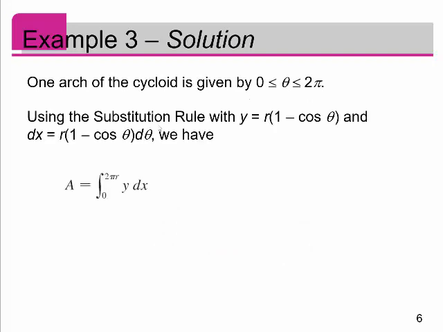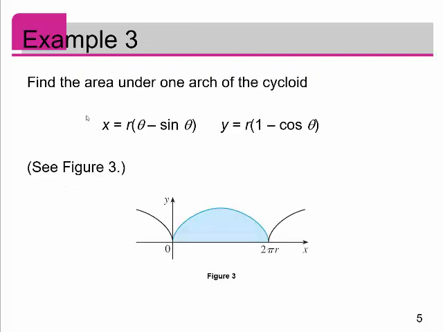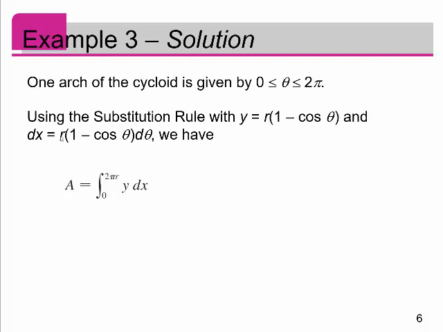Using the substitution rule, we know that y is equal to r times 1 minus cosine theta, and we've got to go back and take the derivative of x. Remember, r is a constant, so this becomes 1 minus cosine of theta when we take this derivative. So dx is just equal to r times 1 minus cosine of theta. What we're going to do is just substitute in. We're going to go from 0 to 2 pi, r times 1 minus cosine of theta, my parametric function for y, times the derivative of the x function, r times 1 minus cosine theta, d theta.